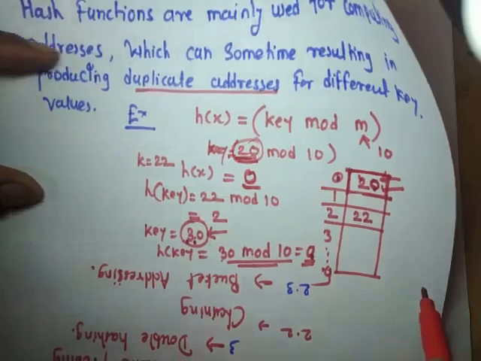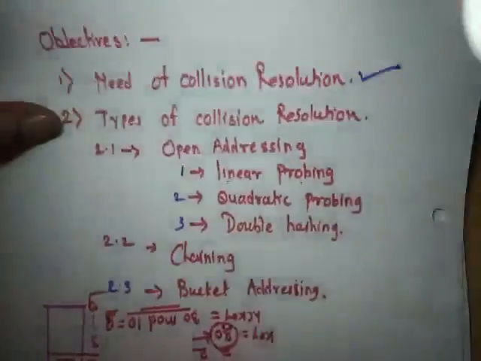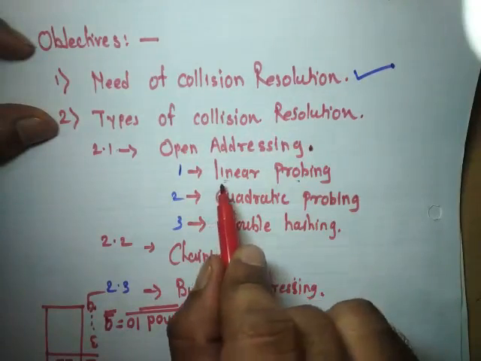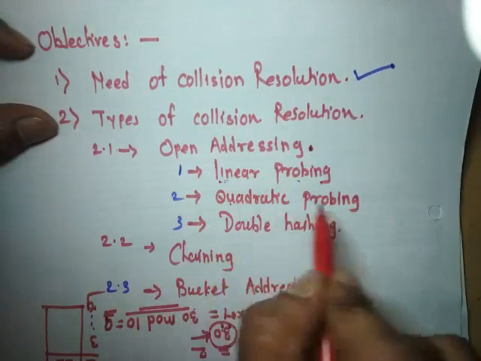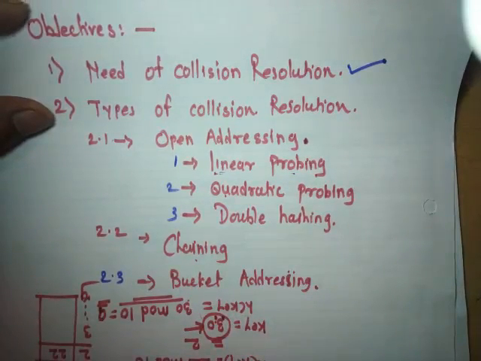So there are various collision resolution techniques that we already discussed, like open addressing. Open addressing is further divided into different types like linear probing, quadratic probing, and double hashing, then chaining and bucket addressing. So now let's start with open addressing.